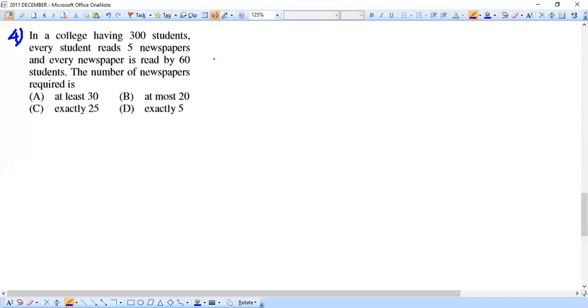So the question says, in a college we have 300 students. Let us note it. In a college, how many students are there? There are 300 students. Let's make a note of it. Totally, there are 300 students. And what other information is given to us? Let's make a note of it.